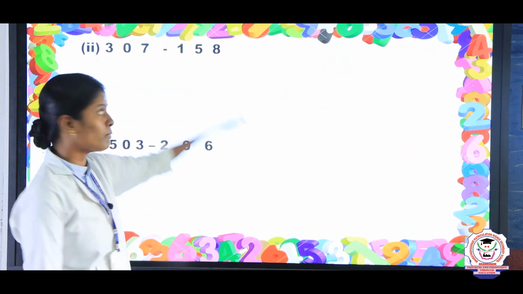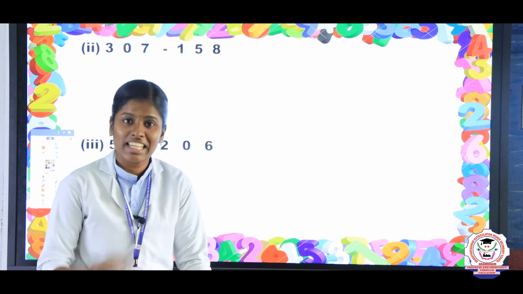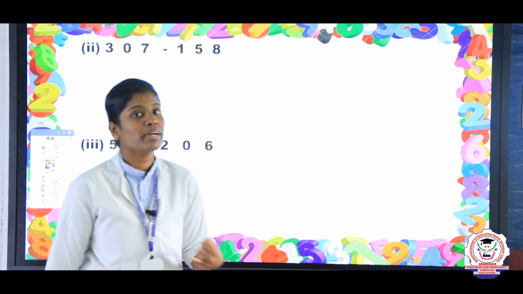Listen here. So the next question is 307 minus 158. As usual, first we are going to write the place values, right? So what is the first place value?